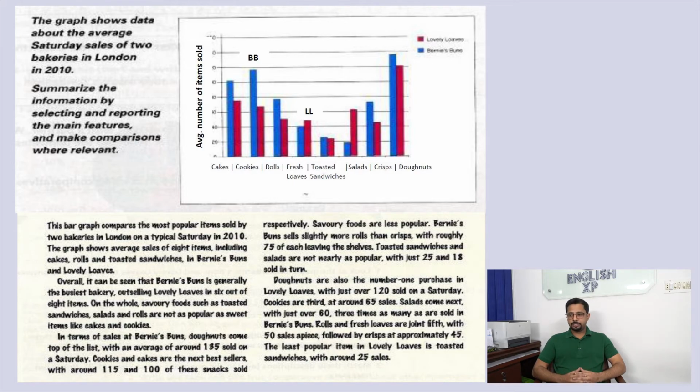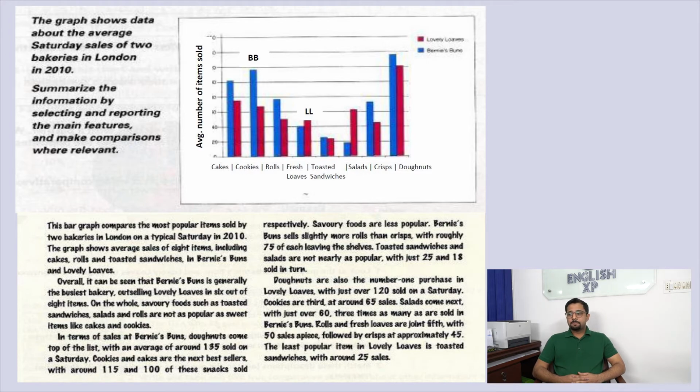Let's read what they have to say. In terms of sales at Bernie's Buns, donuts came top of the list with an average of around 135 sold on a Saturday. Cookies and cakes are the next best sellers with around 115 and 100 of these snacks sold respectively. Savory foods are less popular. Bernie's Buns sell slightly more rolls than crisps with roughly 75 of each leaving the shelves. Toasted sandwiches and salads are not nearly as popular with just 25 and 18 sold in turn.